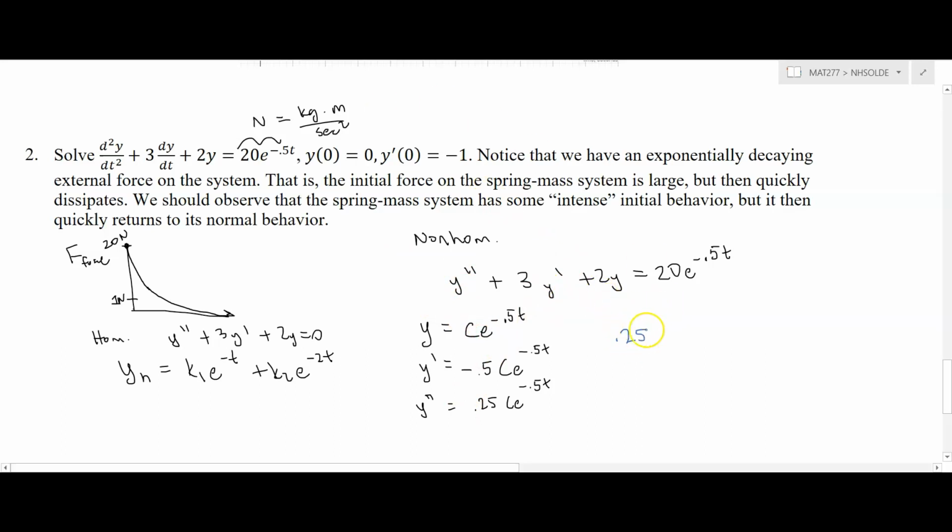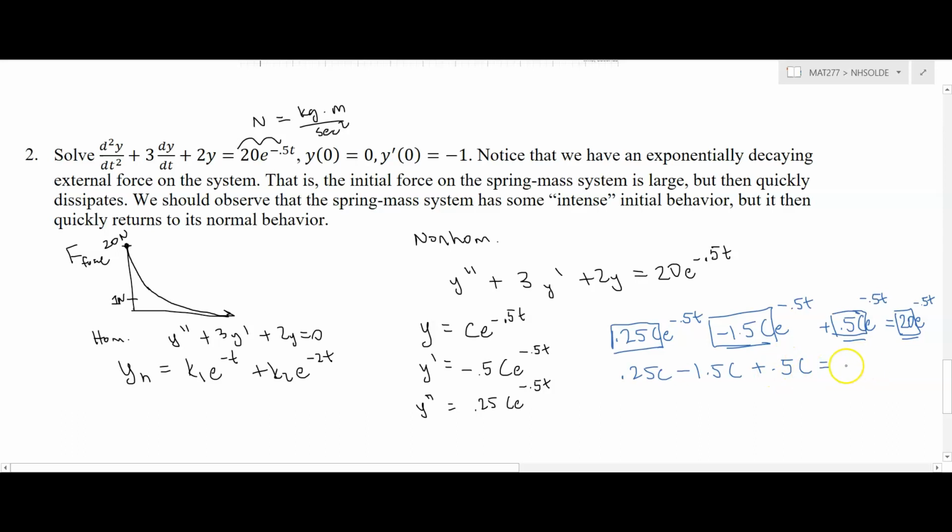So now we plug these guys in. So we have y double prime plus 3y prime. So that's going to be 3 times negative 0.5, which is negative 1.5 c e to the negative 0.5t. Plus 2 times 0.25 will give me plus 0.5 c e to the negative 0.5t, equals 20 e to the negative 0.5t. Now again, you could see this as factoring out an e to the negative 0.5t. What I see here is that the coefficients just have to equal 20. So this coefficient plus this coefficient plus this coefficient has to equal this coefficient. So 0.25c minus 1.5c plus 0.5c has to equal 20.